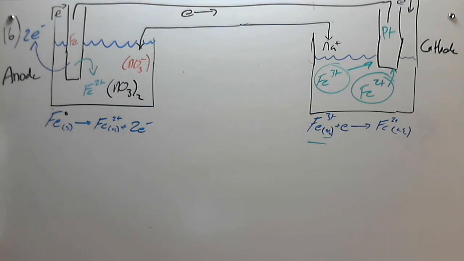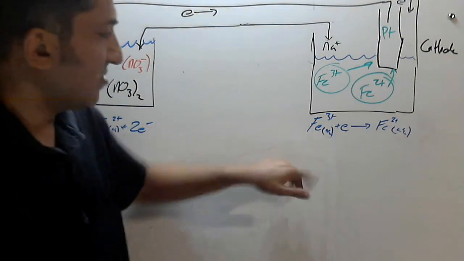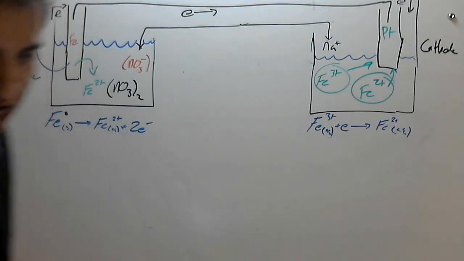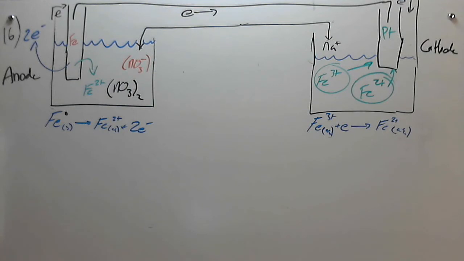Where does reduction occur? Reduction always occurs at the cathode. Fe3 plus to Fe2 plus. Reduction always happens at the cathode. That was number 21.